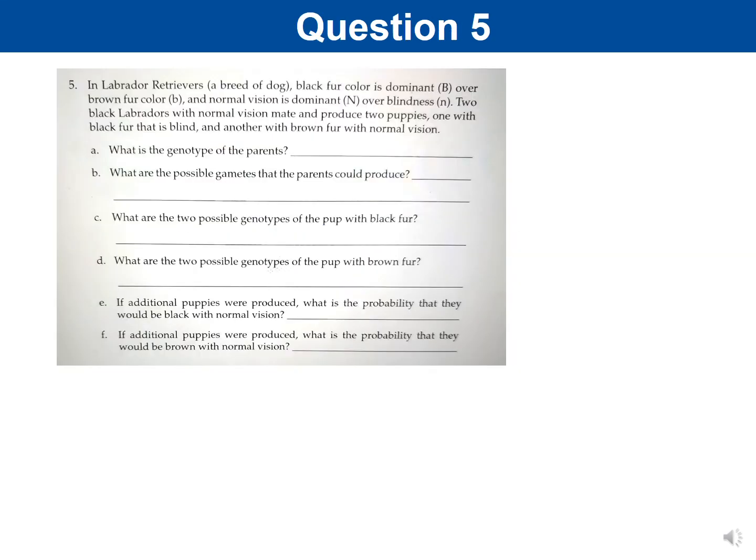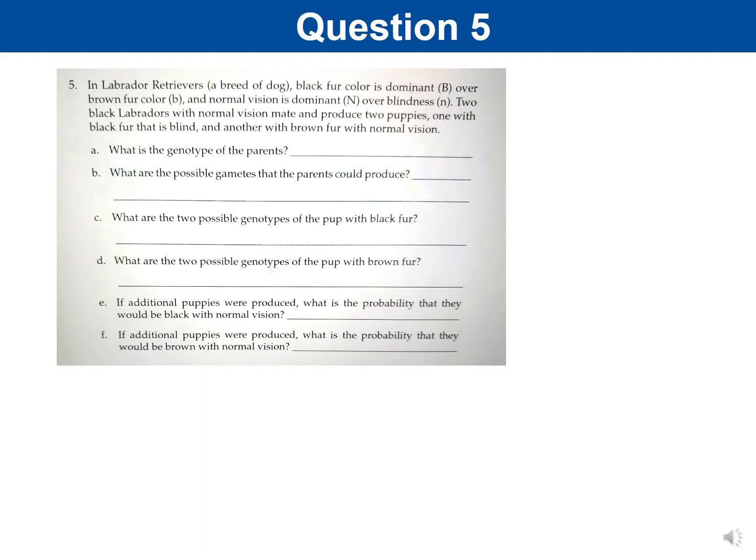So there's a question related to this, and I want to give you a few little hints on it. In a Labrador Retriever, which is a breed of dogs, black fur is dominant, big B, over brown fur. Normal vision is dominant over blindness. Two black Labradors with normal vision mate and produce two puppies, one with black fur that is blind, and another that is brown fur with normal vision.